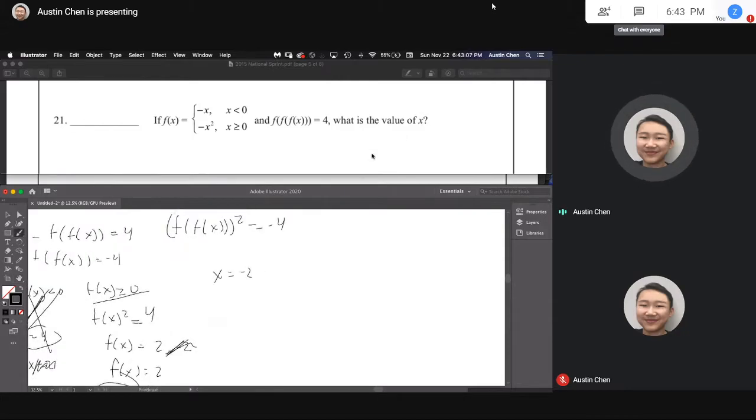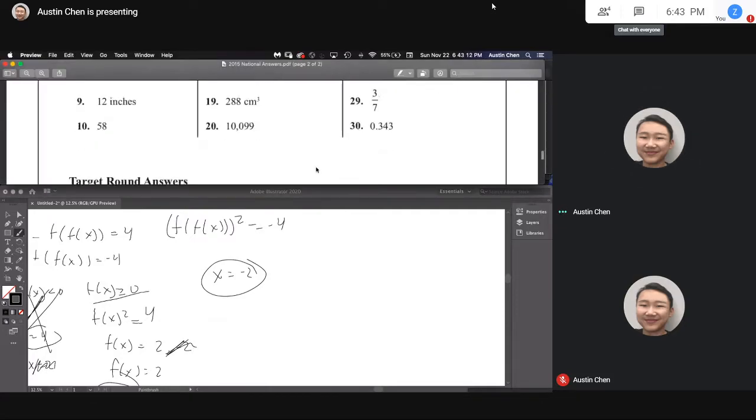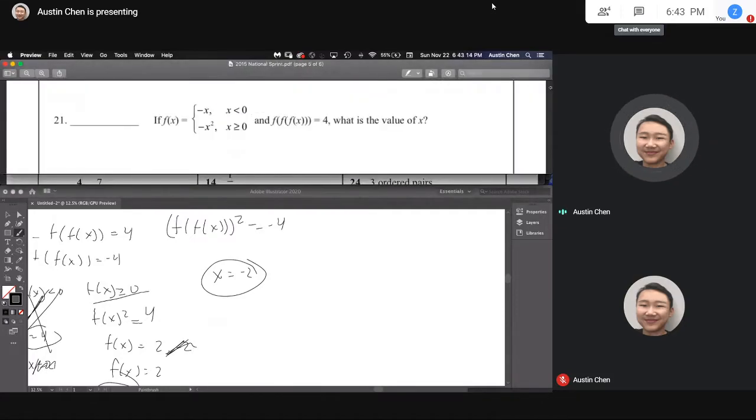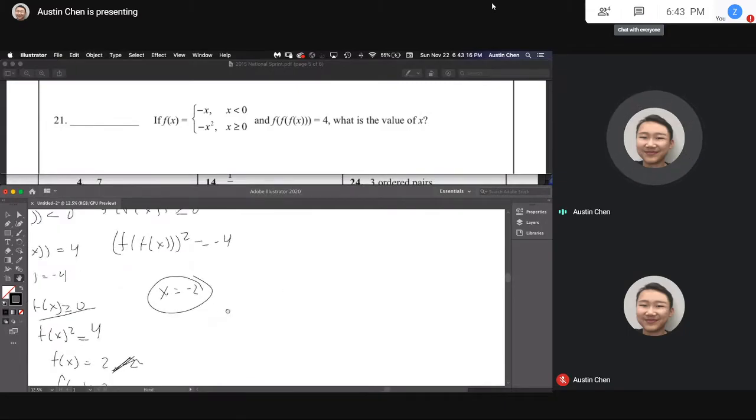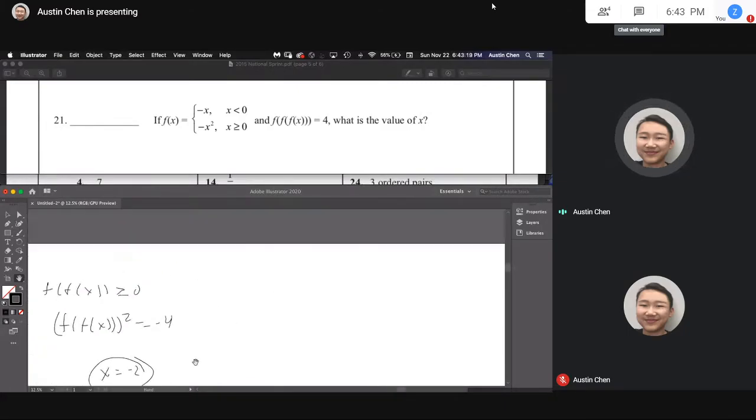And it just asks what is the value of x. So we're always supposed to have one solution. So yeah, that's our solution. Our answer is negative 2. You can also do this in other ways.